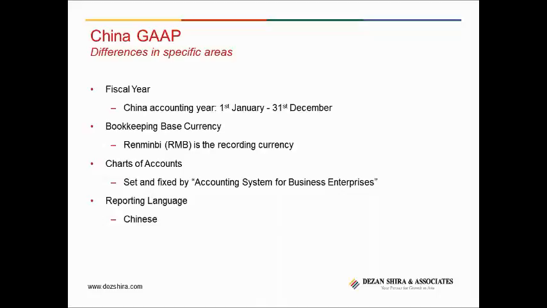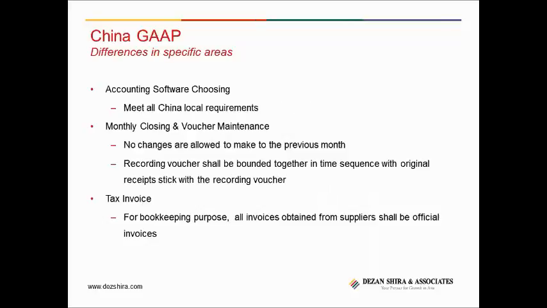Charts of accounts. In China, the chart of accounts is set and fixed by the accounting system for business enterprises. However, enterprises can set up sub-accounts according to their own requirements. Reporting language. All accounts and financial statements shall be prepared in Chinese according to Tax Bureau's requirements. However, enterprises can prepare their accounts in English according to management requirements. Accounting software. The company should choose accounting software which meets all China local requirements.